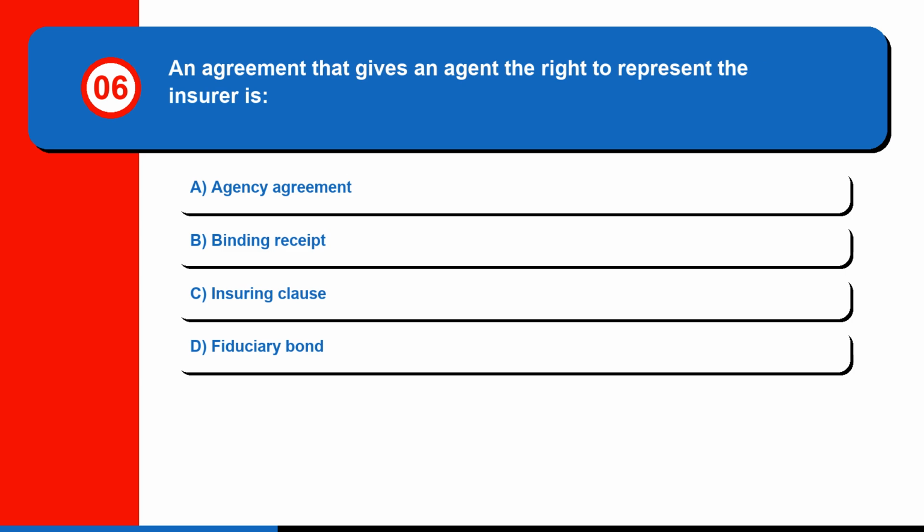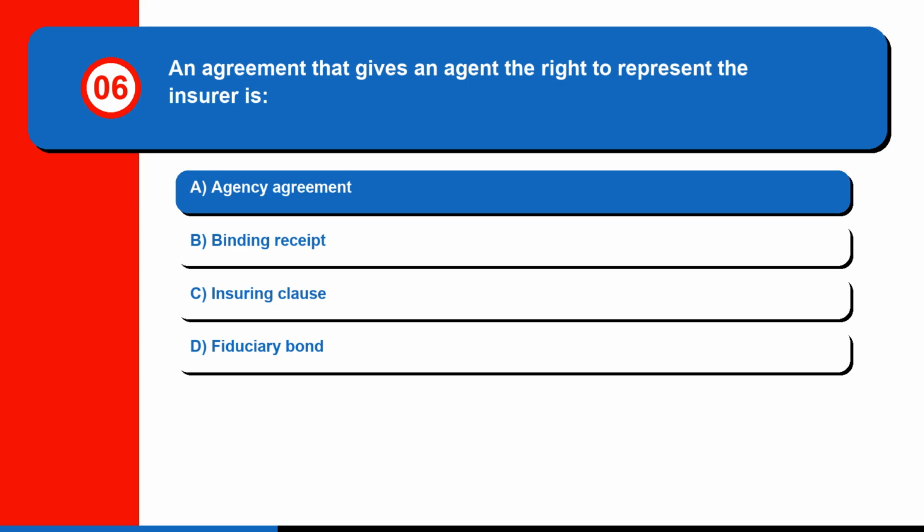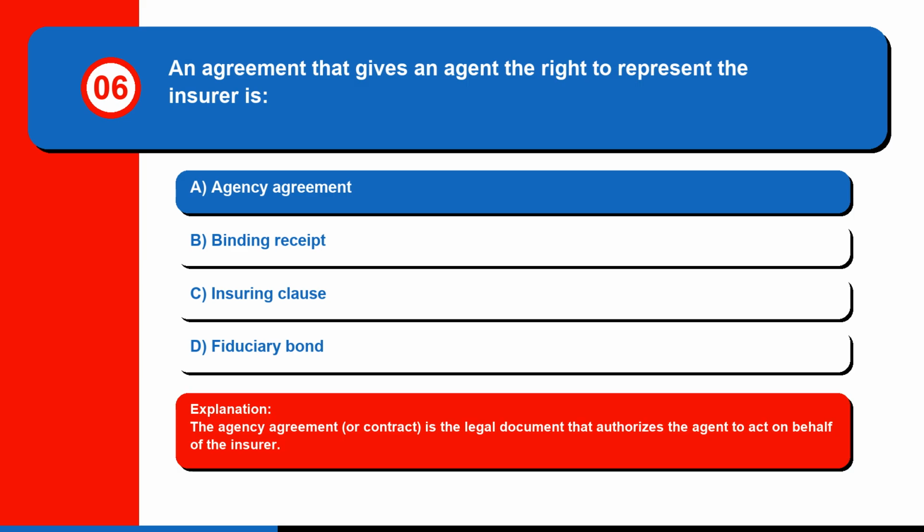Question 6. An agreement that gives an agent the right to represent the insurer is A. Agency agreement, B. Binding receipt, C. Insuring clause, or D. Fiduciary bond. The correct answer is A. Agency agreement. The agency agreement, or contract, is the legal document that authorizes the agent to act on behalf of the insurer.